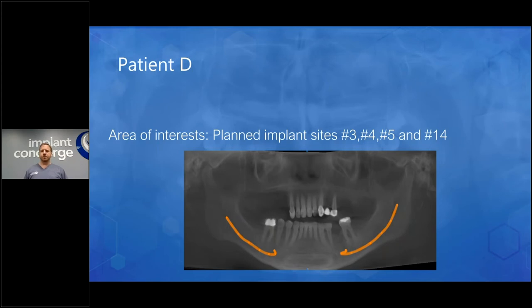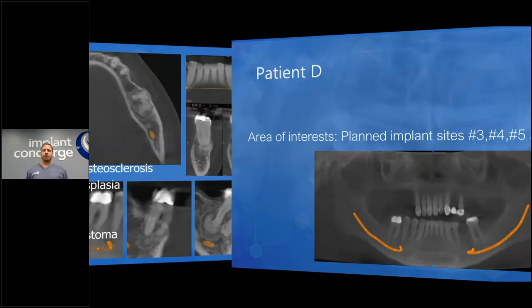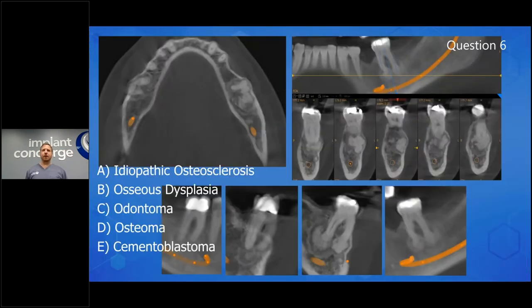So here's a good one. Area of interest, they want to plan for implants in the maxilla. And again, a panoramic is not going to show with such clarity what's going on here. And again, now you're helping the patient because you don't want to scare the patient, like, oh, what the heck is that?